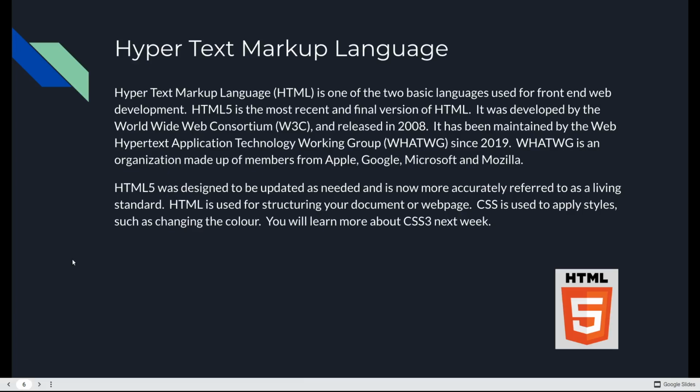HTML is used for structuring your document or web page. We tend to refer to them as documents. CSS is used to apply styles, like changing the color and positioning elements and stuff like that. You're going to learn an introduction to CSS3 next week. And I know that seems kind of crazy, 5 weeks into the course, you're still getting introduction content, but it's building to something. It's building to something awesome, honestly.